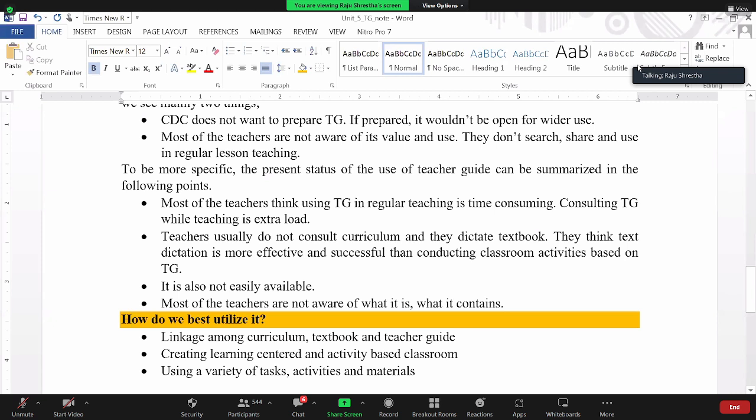So we can link curriculum, textbook, and TG, and then create learning center activities in the classroom. TG should be explored, and used to create a variety of text activities and materials. TG should be such a useful document. So these things we discuss here, and in our next class we continue from here, and we start some other supplementary materials like the use of dictionary and the newspaper, then other things. Thank you.